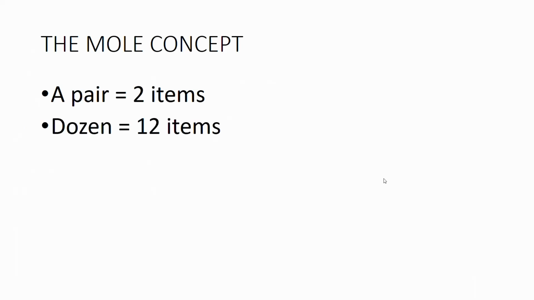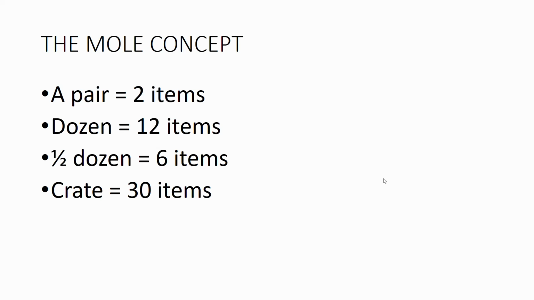When we say a dozen handkerchiefs, it means 12 handkerchiefs. So when we say a dozen, it also means 12. When we say half a dozen, of course, that will be half of the 12, and so that will be six items. When we say a crate, normally a crate of eggs, that is 30 items.